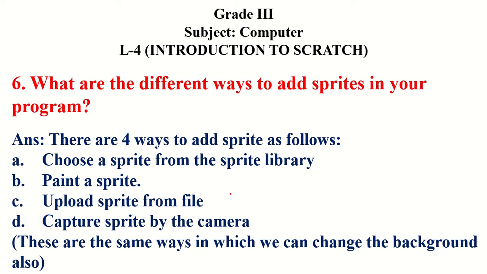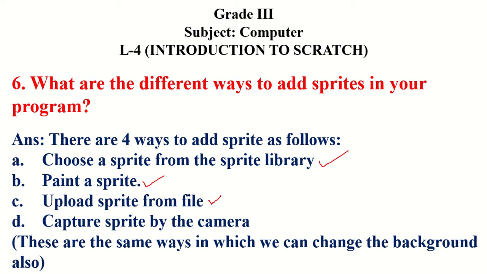What are the different ways to add sprites in your program? I told you that there are 4 ways to add a sprite on the stage. First, we can choose the sprite from the sprite library. Second, we can create our own sprite using the paint method. Third, we can upload the sprite from a file as well. Means if we have some pictures in our computer, then those pictures can be taken as the sprite.